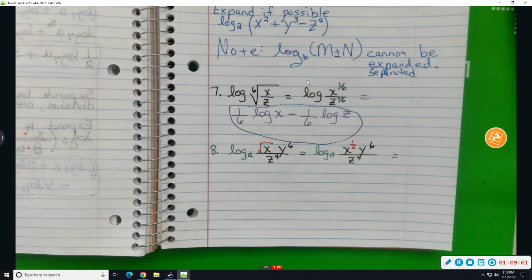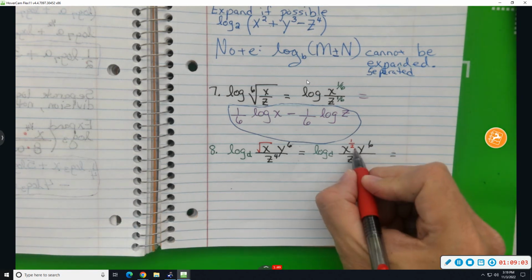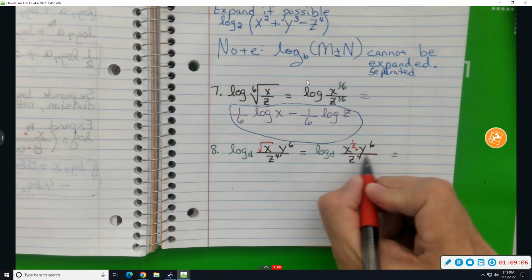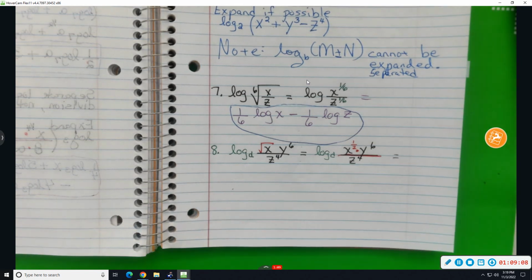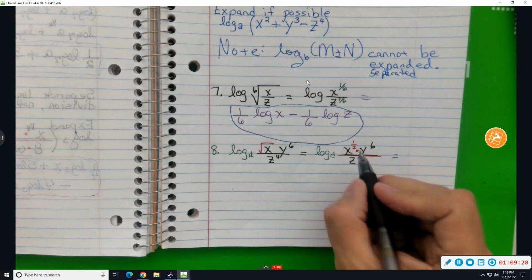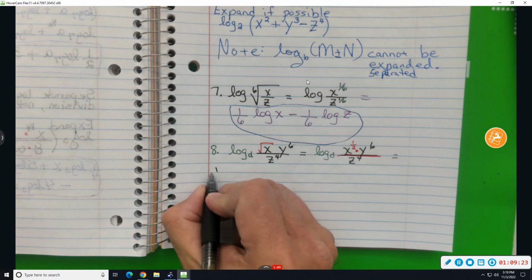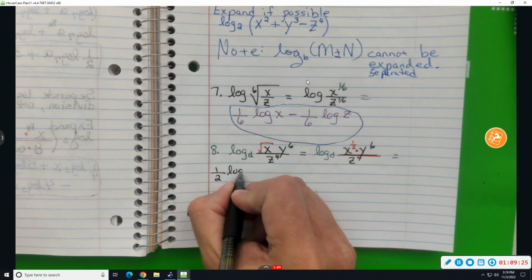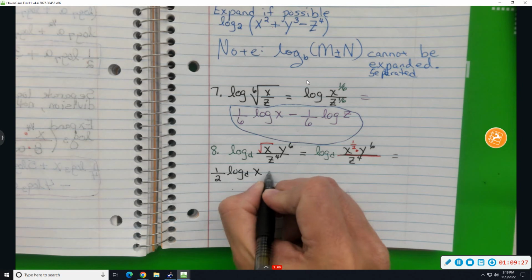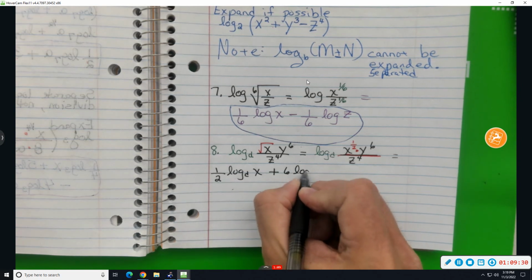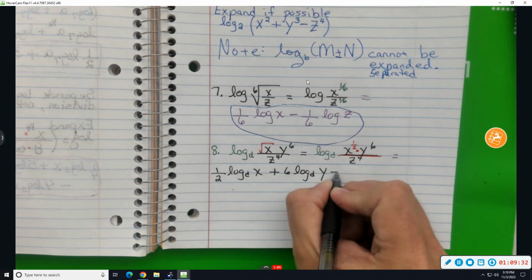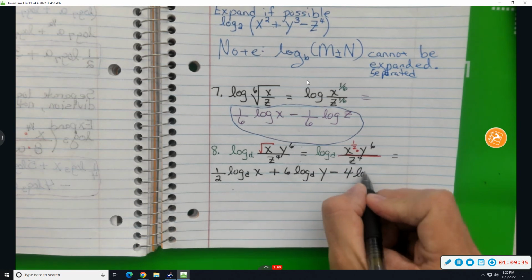So you separate them at multiplication and division. How many logarithms are we going to have in this expansion? Correct, 3. I agree. Do you want me to write it out, or you want to just type it out? Write it out. Okay. Start off with 1/2 log base d of x plus 6 log base d of y minus 4 log base d of z.